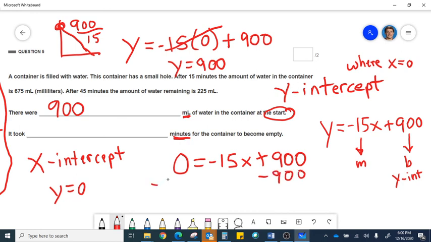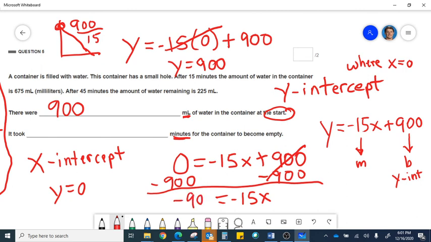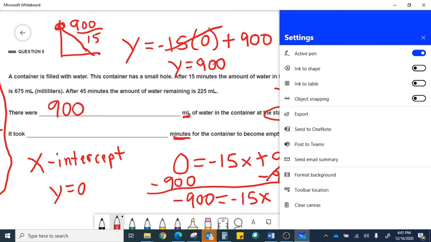Minus 900. I'm going to do the inverse operations because I have negative 15x plus 900 on the right side. If I want to solve for x, I want to get everything to the opposite side of x. So in order to do that, I'm adding 900 to the x term. So in order to get rid of adding 900, I got to subtract, and those will cancel out. And now I'm getting closer. I now have negative 15x equals negative 900.